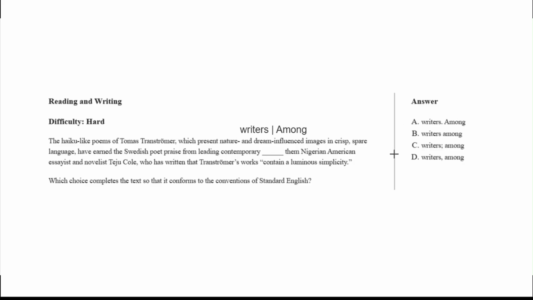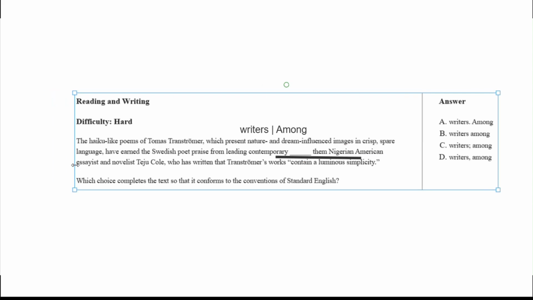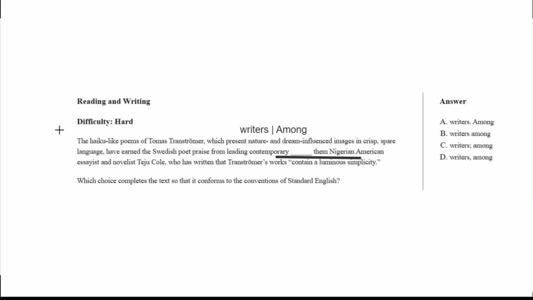So since we have this marked as an independent clause, we go to the next one. Among them, Nigerian-American essayist and novelist Teju Cole. This on its own would not be an independent clause, so it's a dependent clause. So mark that as a dependent clause. Who has written that Tranströmer's works contain a luminous simplicity. This is also a dependent clause.